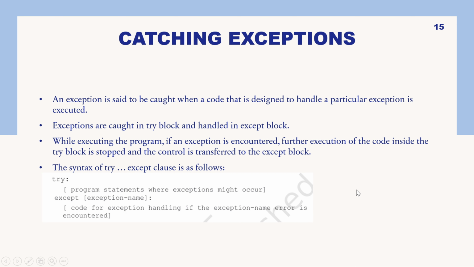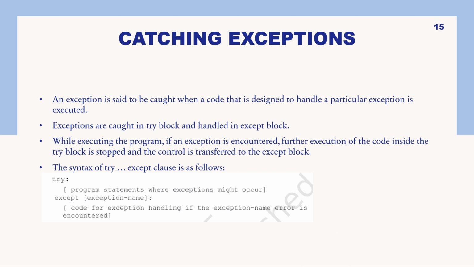Let us now read about catching exceptions. An exception is said to be caught when code that is designed to handle a particular exception is executed. We use mainly two blocks to catch and handle our exception, which are the try block and the except block. In the try block, we write our regular program in which an error might occur in future, and inside the except block, we write the code for handling an exception if it occurs.